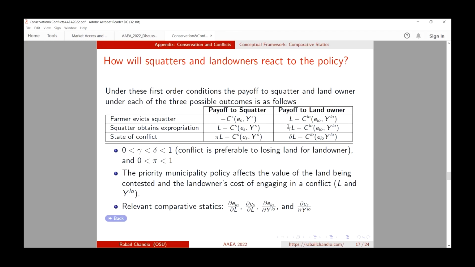So this gamma is less than 1 because let's suppose the land was valued at $10,000. The amount that INCRA generally values it at when it is expropriating it for the squatters is significantly less than that amount, around $3,000, let's say, just for an idea. The state of conflict is more preferable to the squatter than losing the land, and it's also the case for the landowner because they would rather still have some hope for it rather than just losing it altogether.